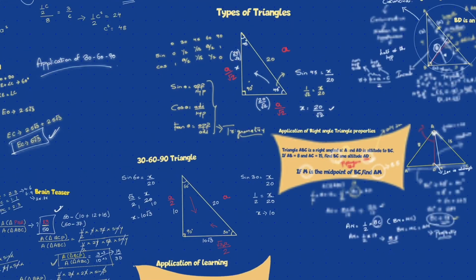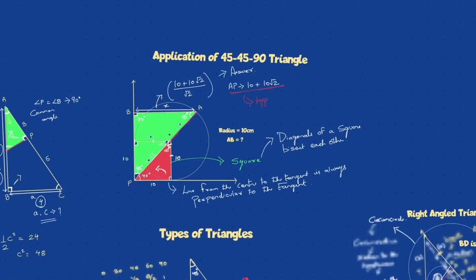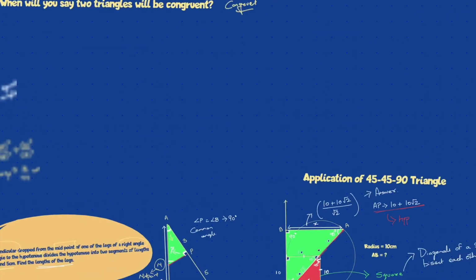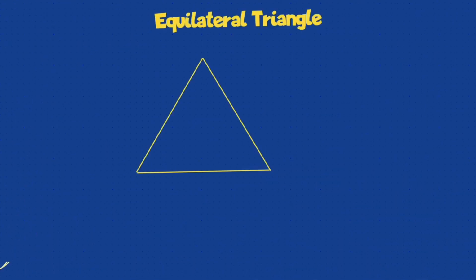Application, we see again types of triangles. We saw the 30, 60, 90 triangle and its property application. We saw the 45, 45, 90 triangle, its application. Now we see the most important triangle, which is an equilateral triangle. Okay, now let's see what is an equilateral triangle. All three sides are equal, and all three angles are also equal, which is equal to 60 degrees.